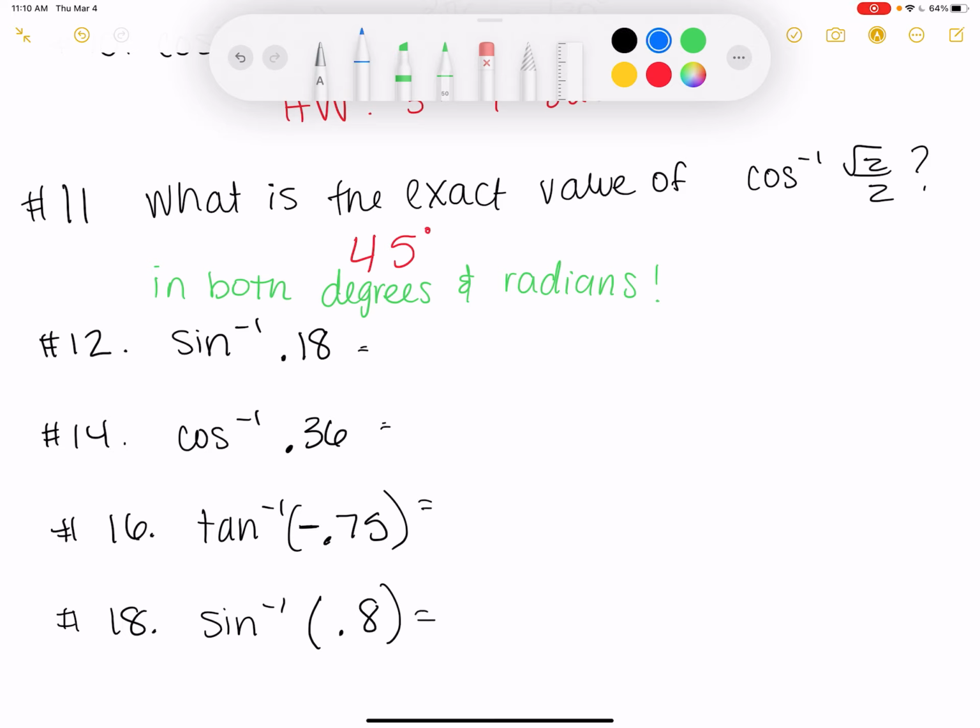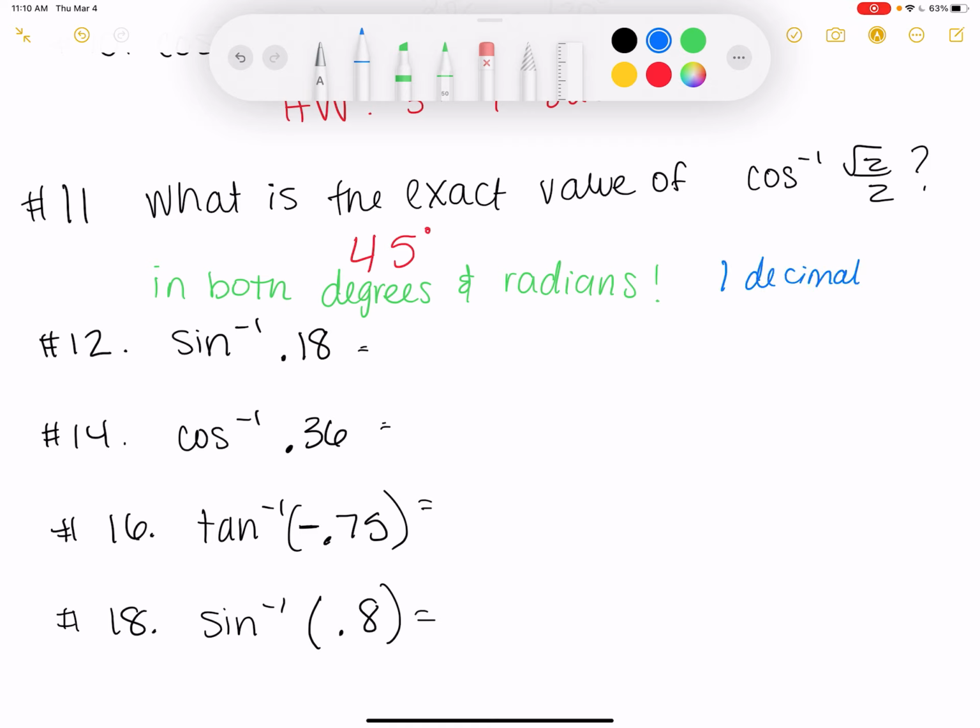Okay, so I'll write degrees in blue. So as y'all get degrees, you can tell me what they are. All right, how many degrees is the arc sine of 0.18? 10.37. Okay, we'll just go to one decimal place.